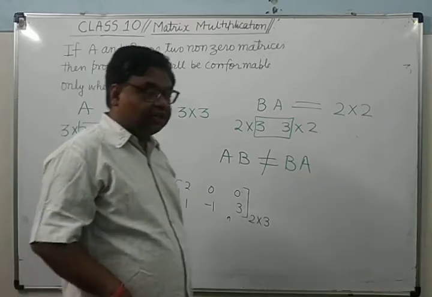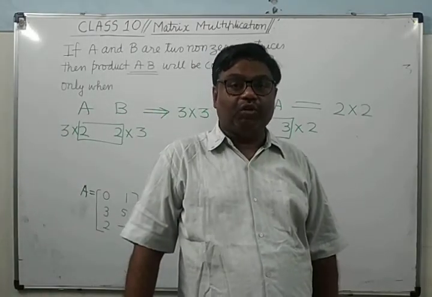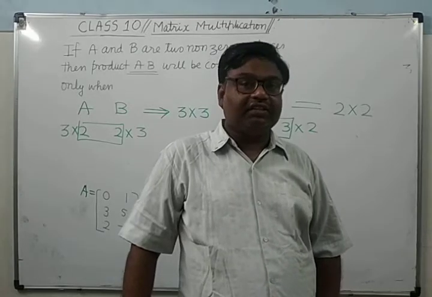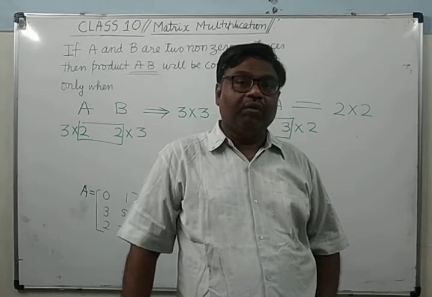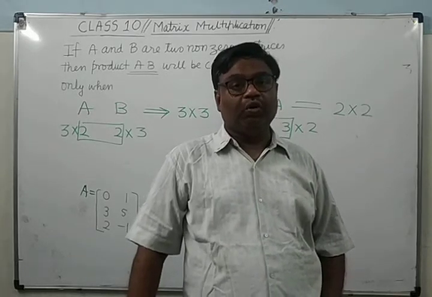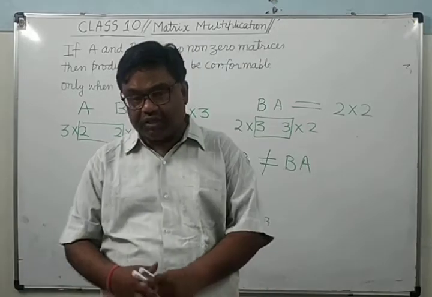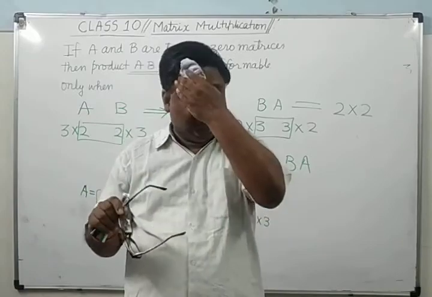Even if the product is possible, even if both products AB and BA are possible, it is not necessary that both the products will be equal. Therefore, matrix multiplication is not commutative. Here, it is not commutative. Is it clear? So, this we will remember.